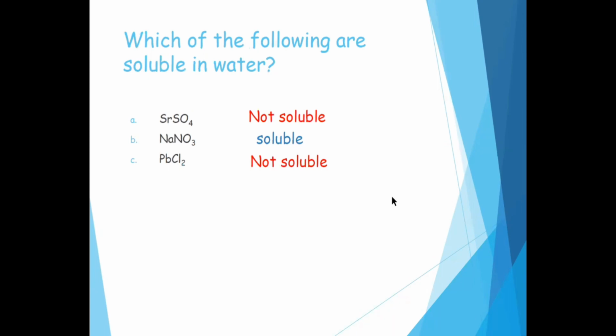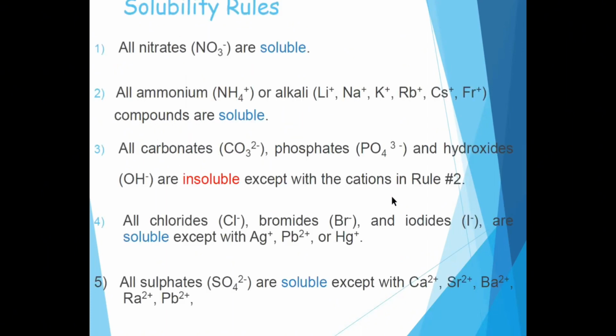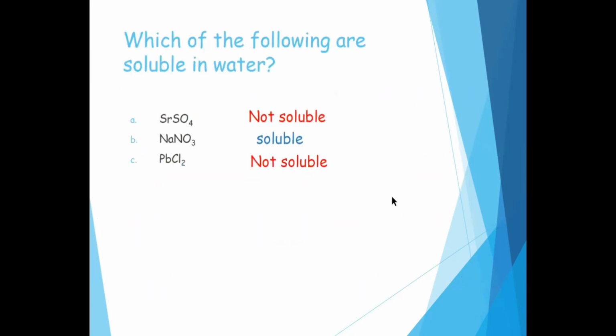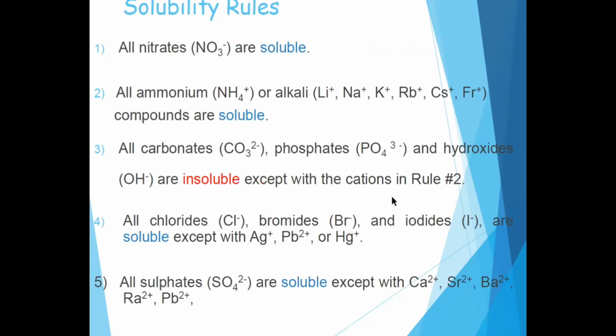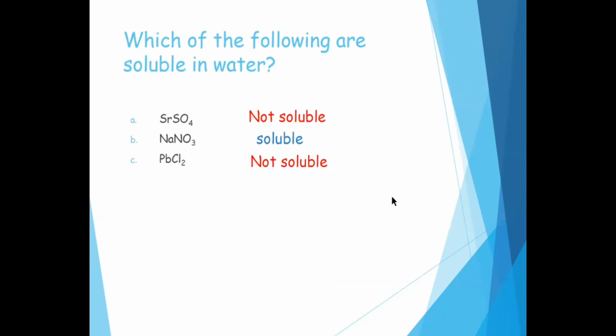Right? If we focus here, it says strontium sulfate. So if we need to know if it is soluble, we look at the sulfates. It's all soluble except calcium, strontium, barium, radium, and lead. Because it's strontium sulfate, it's going to be insoluble. Sodium nitrate, first rule, all nitrates are soluble. So hence it will be soluble.